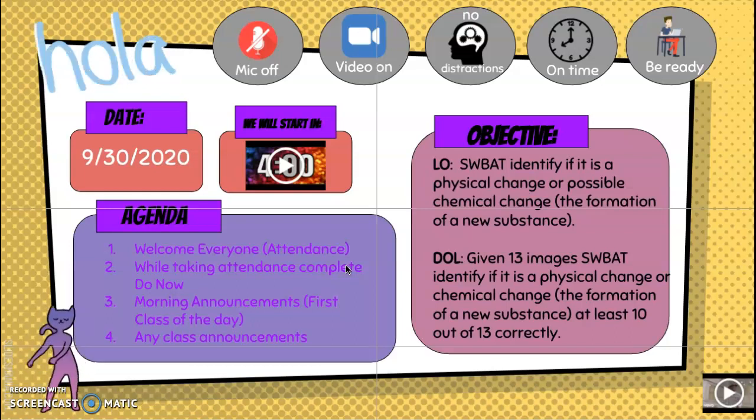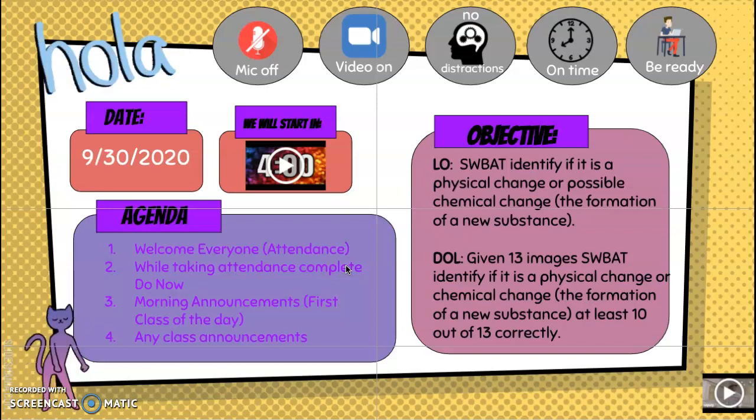Last time that we had science class, we discussed substances, elements, and pure substances, which are composed of elements and compounds, and then mixtures, which, remember, there's two categories, heterogeneous and homogeneous. And today we will be discussing physical changes and chemical changes.